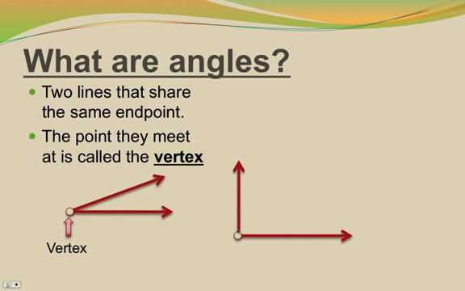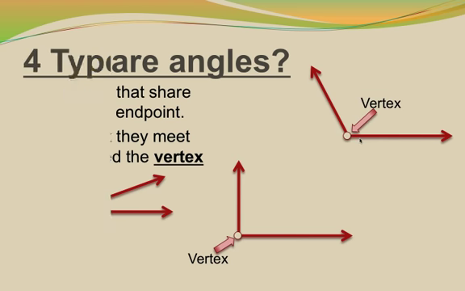This here also, this is a line, that's a line. They meet at this common endpoint, which is also called the vertex. And this line over here and this line over here meet at this point, which is called this angle's vertex.